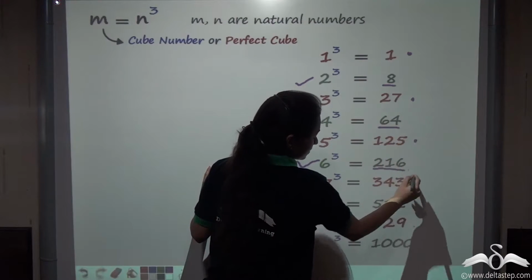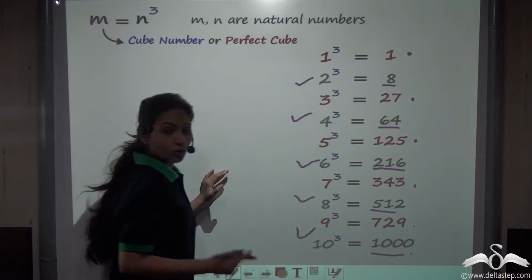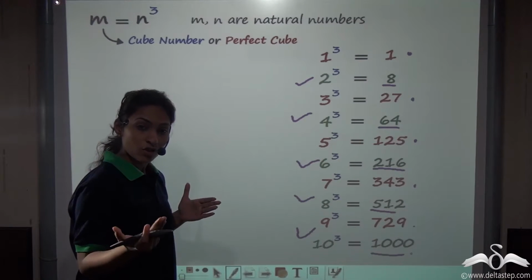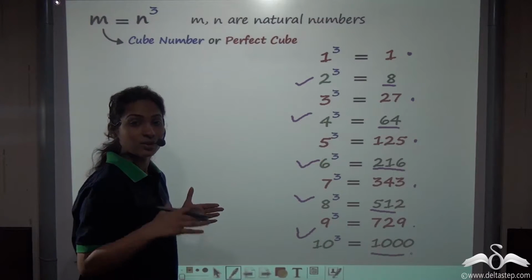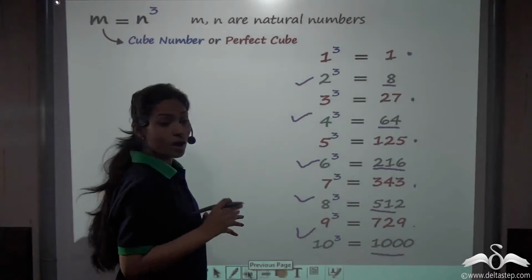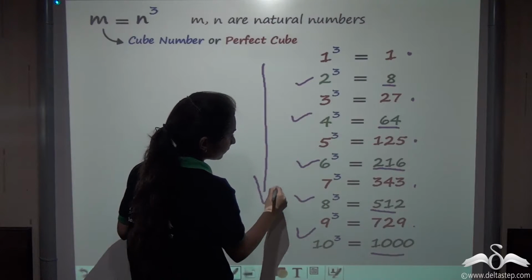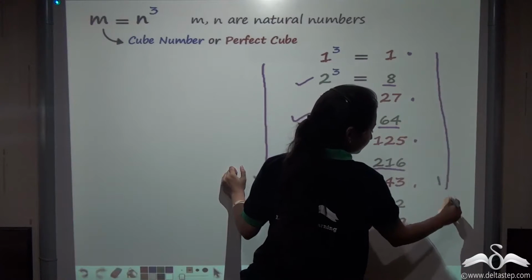Again, even numbers. So you can conclude that the cubes of odd numbers are always odd and the cubes of even numbers are always even. Now one more thing you can notice, that as the numbers are increasing, the cubes are also increasing.